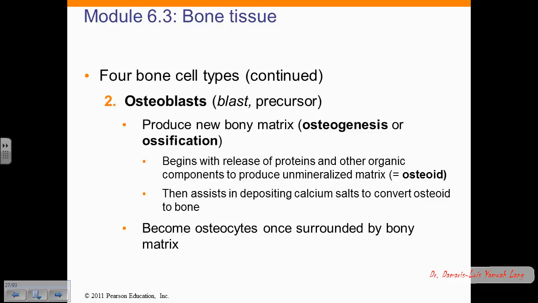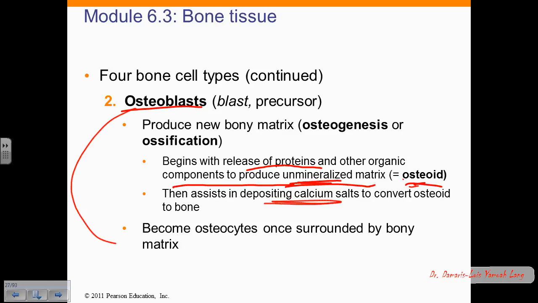And then the osteoblast is the precursor that helps with the whole process of ossification. And what does the osteoblast do? It releases all kinds of proteins and organic materials and produces this unmineralized matrix called osteoid. That's what I was telling you about, the osteoid. And this osteoid will become calcified by calcium salts depositing into it, changing the osteoid into the hard bone that we see. And then this osteoblast will become an osteocyte and mature in it.